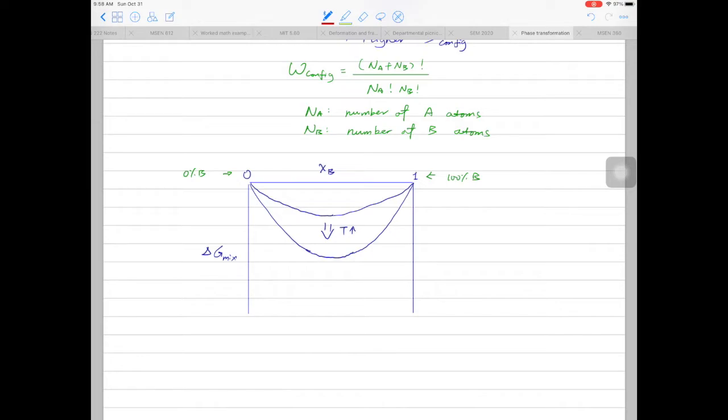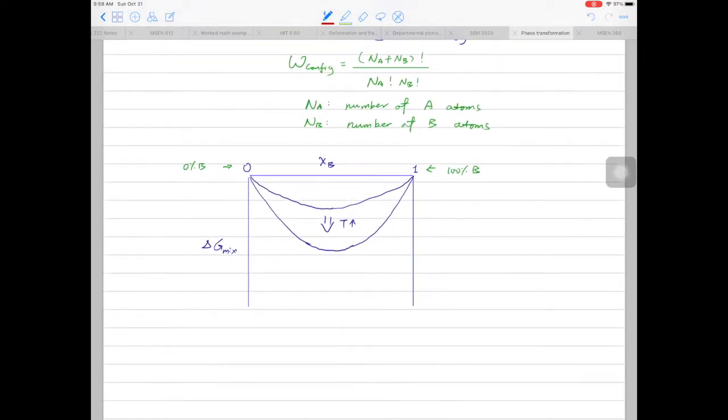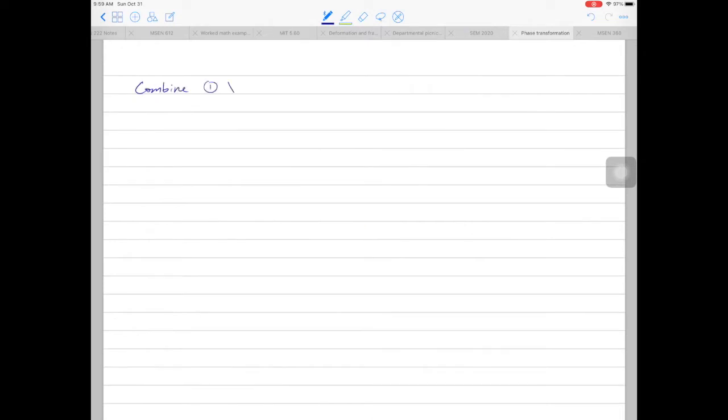Taken together, there are two things that control the Gibbs free energy of the A and B alloy. The first is the rule of mixture. Let's say that's number 1. The second is the contribution of entropy. Let's call that number 2. Combining number 1 and number 2, you have the new Gibbs free energy diagram.